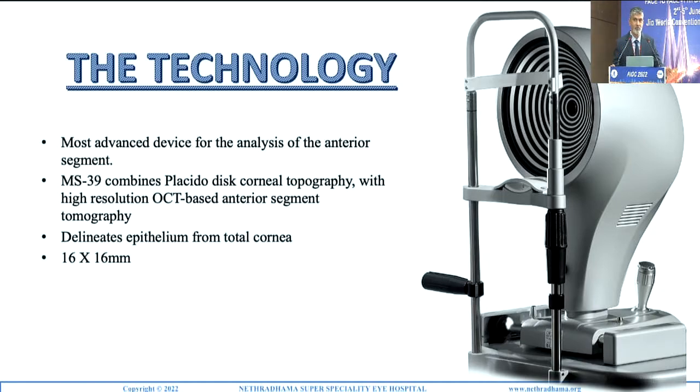And it also delineates epithelium from the total cornea. You heard Dr. Sheetal speak on the importance of epithelium. So with this, we are able to get epithelial maps. And it also has a 16 by 16 millimeter diameter, so it includes the entire cornea, even larger corneas up to 12 millimeters. So you get a complete analysis.